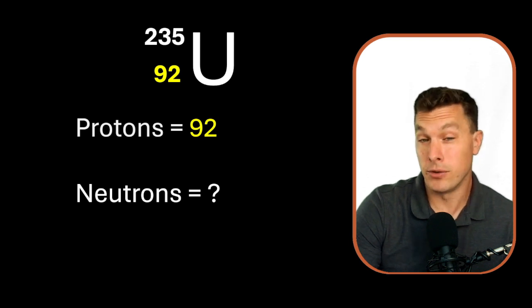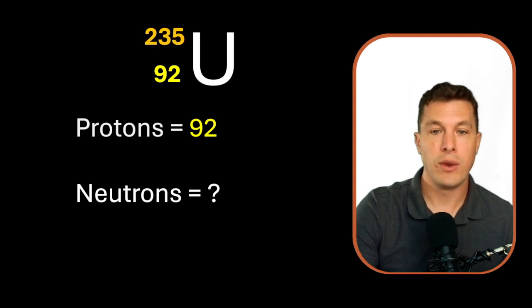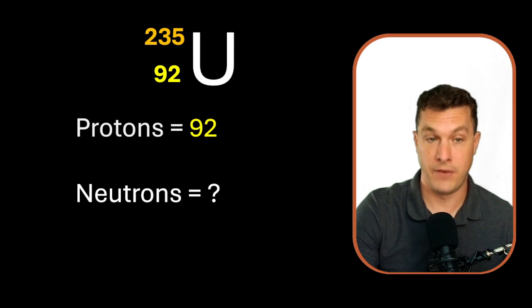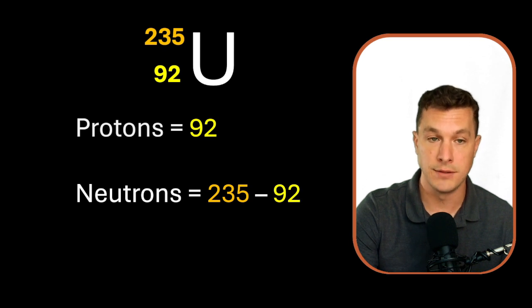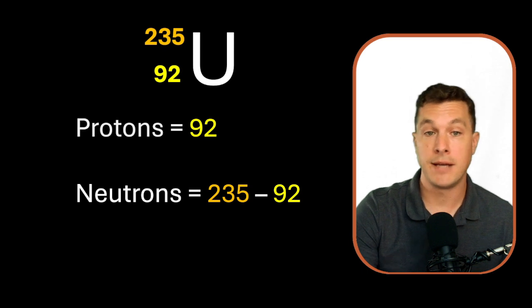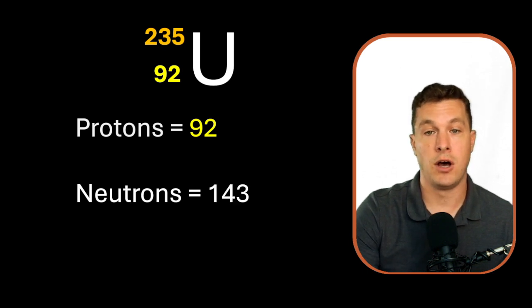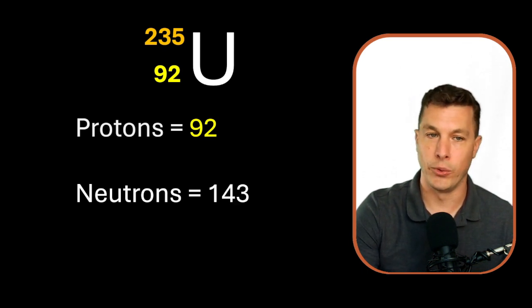There's no single number here that tells you how many neutrons we have. We have to start with our 235, which is the total number of things in the nucleus. And then we have to subtract out a number. Remember, in the nucleus, we only have protons and neutrons. So if we subtract out the protons, then we're left with just the neutrons. So 235 minus our 92 gives us 143. Cool, that's protons and neutrons.